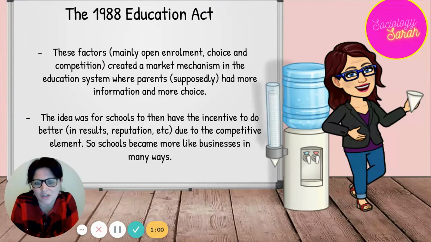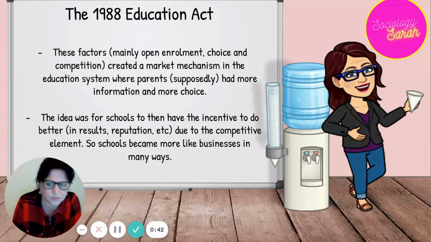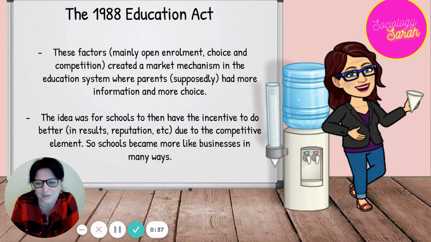And then this education system where parents have more information and more choice. Now I've put 'supposedly' in brackets there on the slide, because that starts to bring in the critical view. So yes, your New Right thinkers, your functionalists, are going to say, particularly the New Right, yeah, parents have got more information, they've got more choice, they can choose what's best for their children. But actually later on, you'll start to look at criticisms of that.